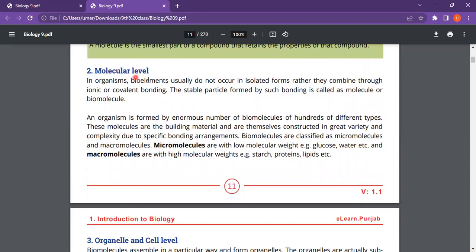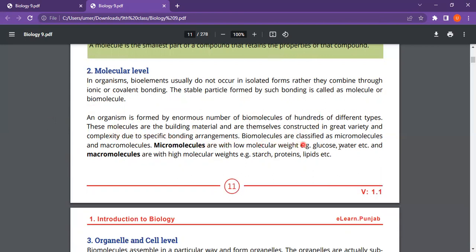Molecular level. In organisms, bioelements usually do not occur in isolated forms. Rather, they combine through ionic or covalent bonding. This stable particle formed by such bonding is called a molecule or biomolecule. An organism is formed by an enormous number of biomolecules of hundreds of different types. These molecules are the building material and are themselves constructed in great variety and complexity due to specific bonding arrangements.